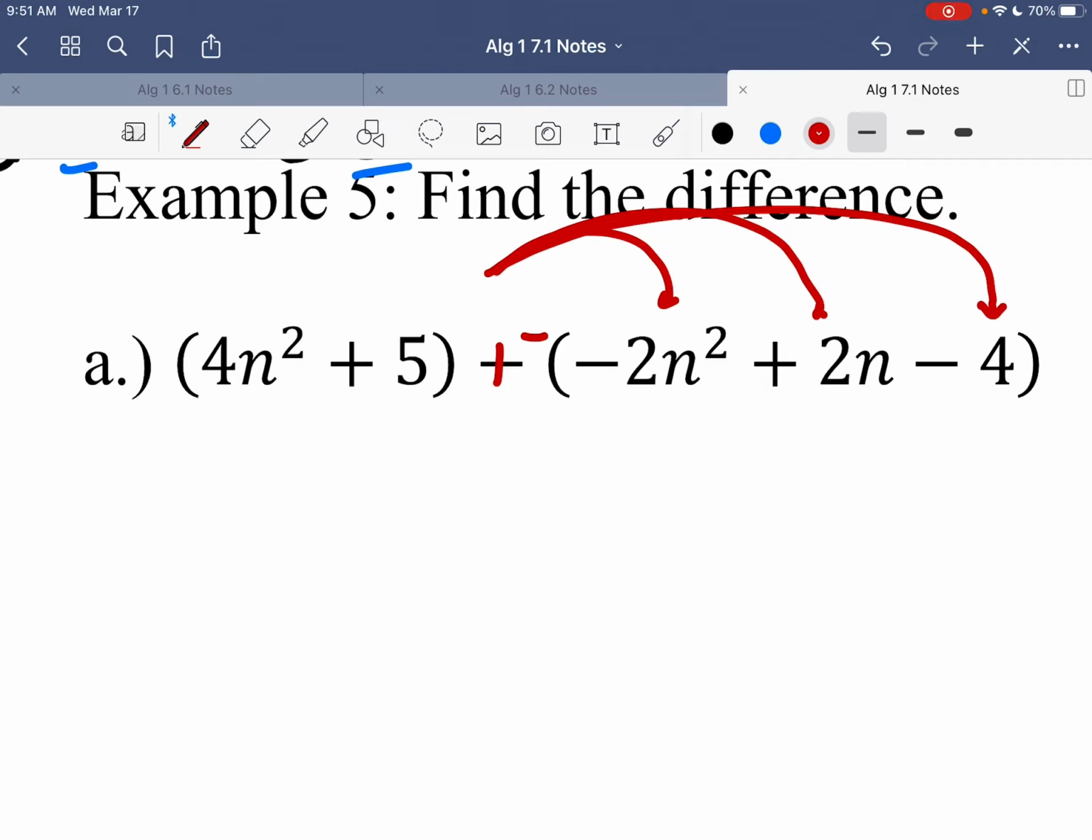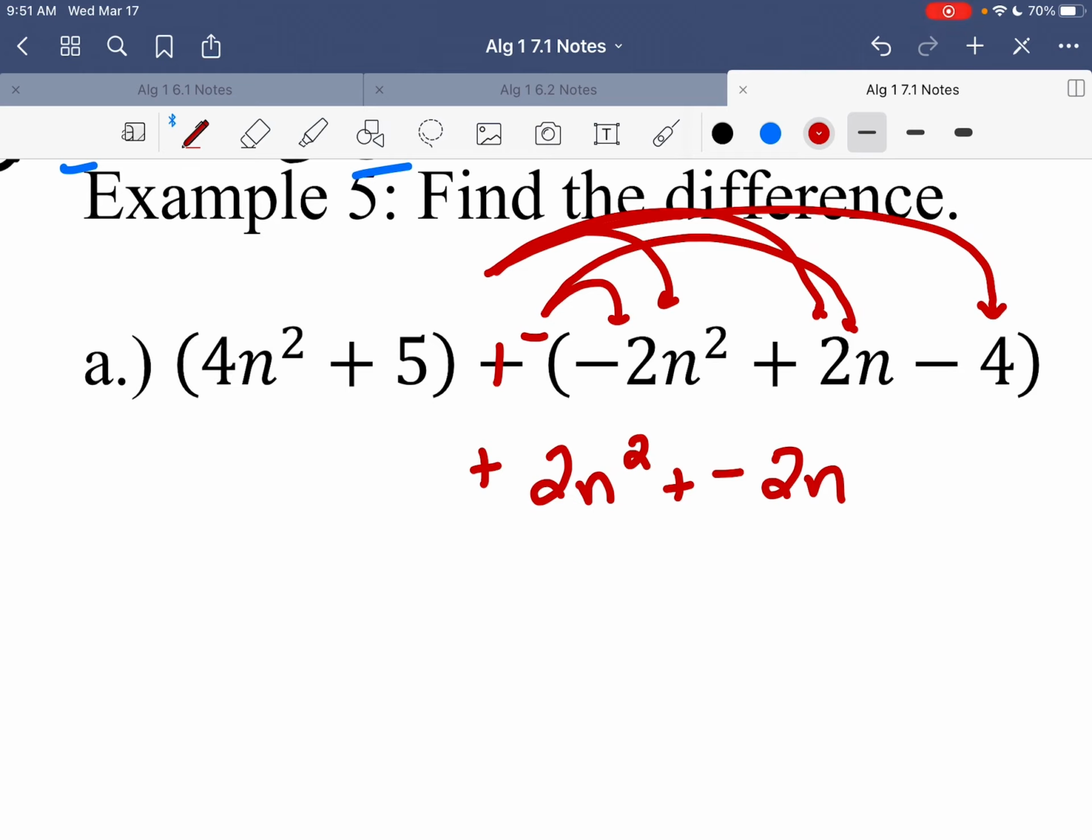So this negative now goes to each of them. So my very first step is going to be writing this as plus and then applying this negative to each of these. So I have the negative of negative 2n, which is going to be positive 2n to the second. Then I have the negative of this 2n, which is going to be plus a negative 2n. And then this is plus a negative 4. So I have the negative of this negative 4, which is positive 4. Okay. And then I'm just going to write this first one down as is. So now I'm taking this.